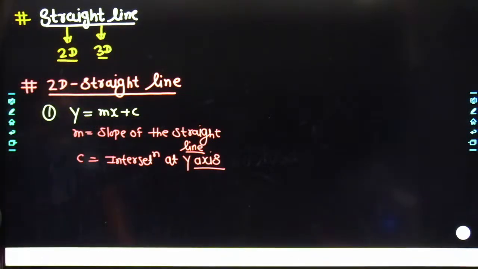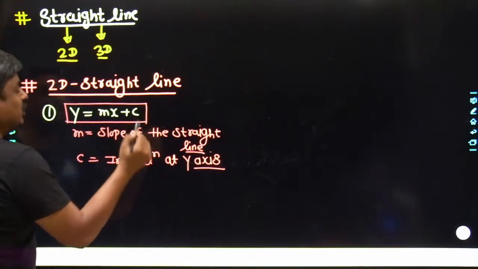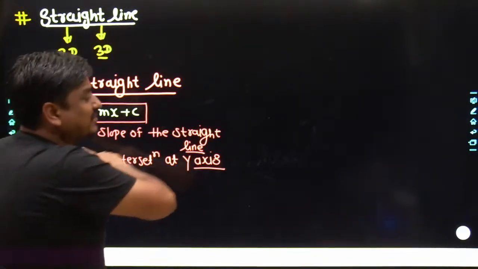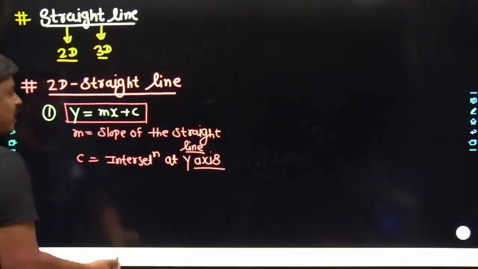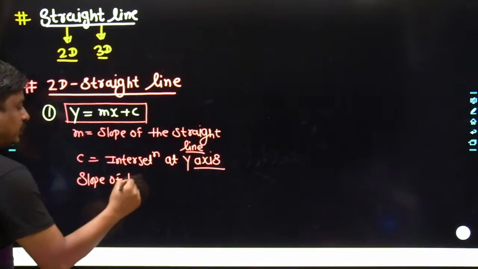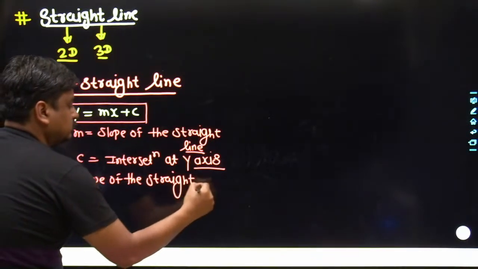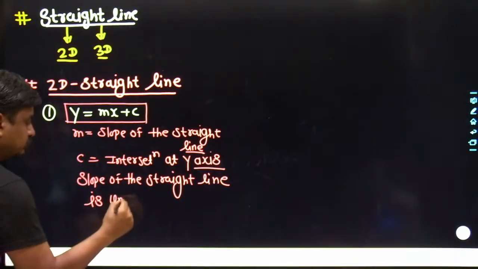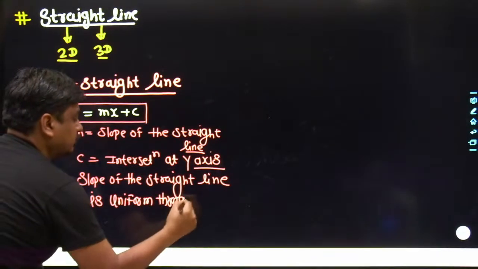Yes, and one of the most important properties governed by the 2D straight line is that the slope of the straight line remains uniform throughout its length. What is that? That is nothing but m. If you want, you can write it somewhere: the slope of the straight line is uniform throughout the length.